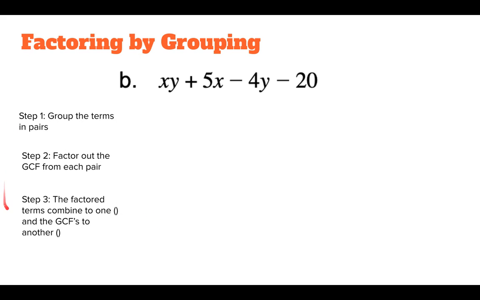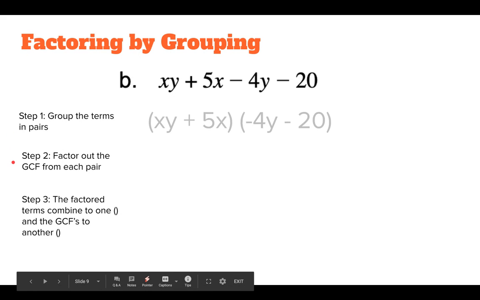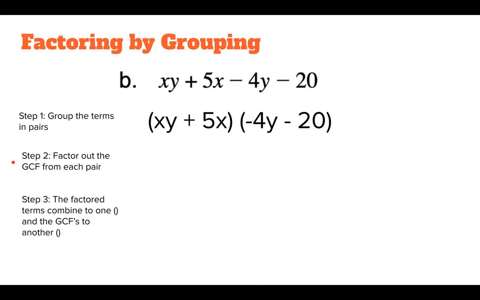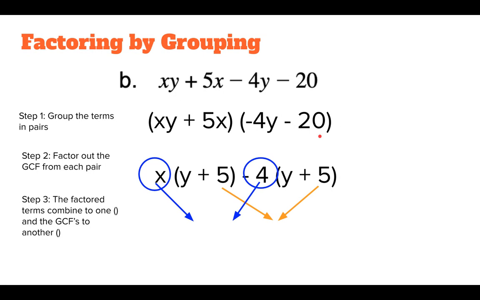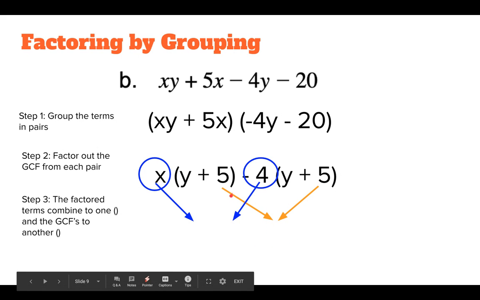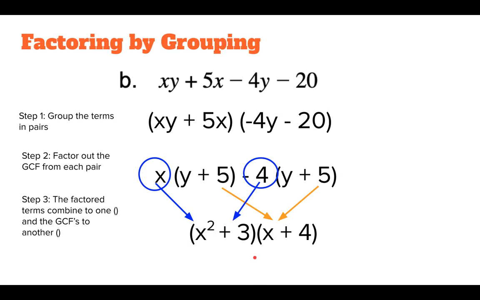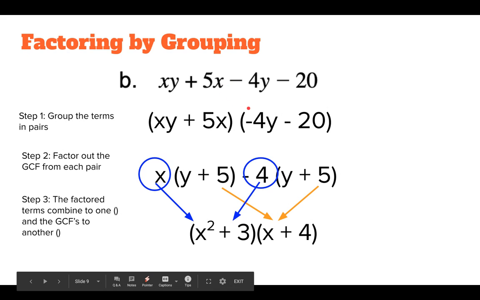Next, I'm going to follow these same 3 steps. I pair them. I look at that first parenthesis, x is common. In the second parenthesis, a negative 4 is common because these are both negative, and you notice that this sign turns to a positive so that these parentheses match. Now I bring these parentheses into 1 and my greatest common factors into another, and that is the result of simplifying, or factoring by grouping, this polynomial.